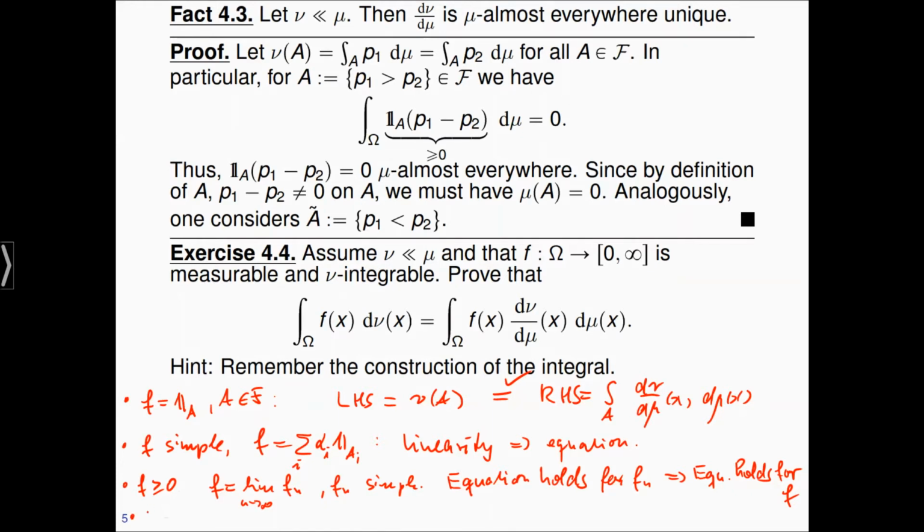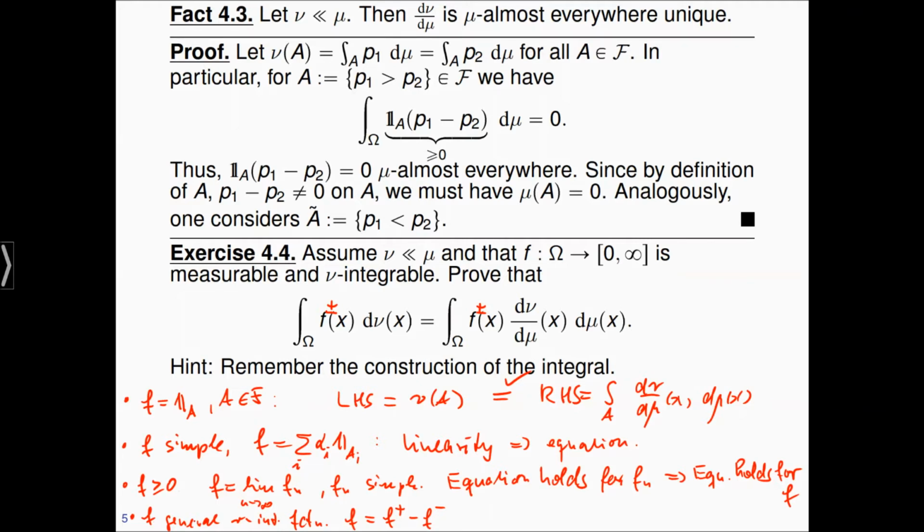And the final step is if f is a general nu integrable function, then what we are going to do is to split f into the positive part minus the negative part. And positive part and negative part are non-negative functions, so the equality holds for f plus and it holds for f minus. So let me put a plus here and a minus here, meaning that for plus the equation holds and for minus the equation holds.